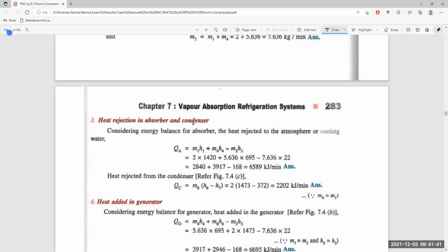Heat rejection in the absorber and condenser. QA equals M1 H1 plus M4 H4 minus M2 H2. You put in the respective values and you will get QA, the heat rejected to the atmosphere, as 6589. Heat rejected in the condenser is M1, the mass flow of the refrigerant, multiplied by the change in enthalpy, 1470 minus 702.